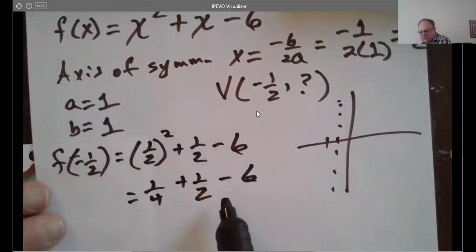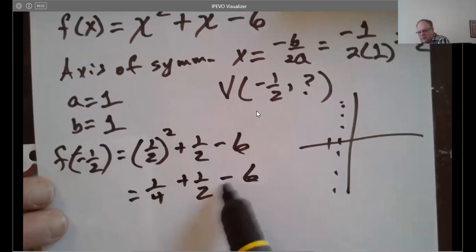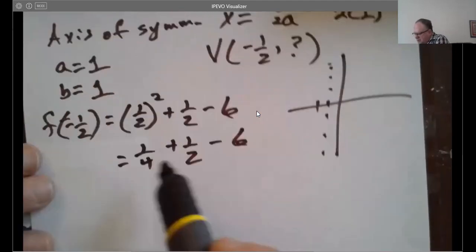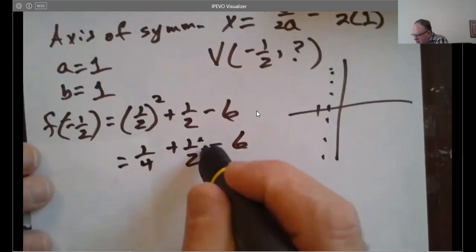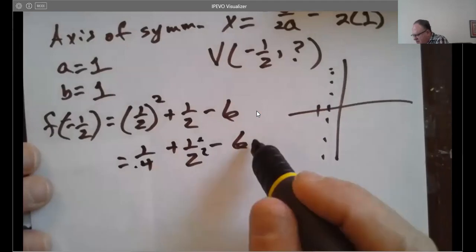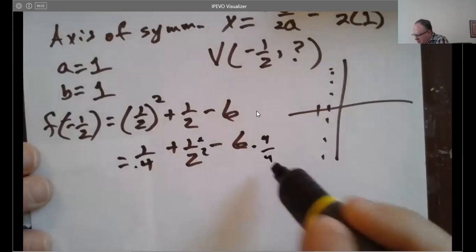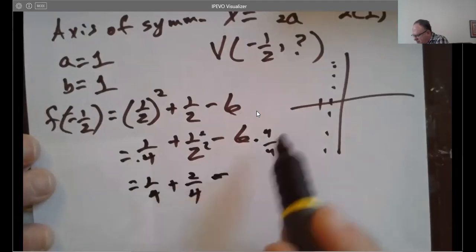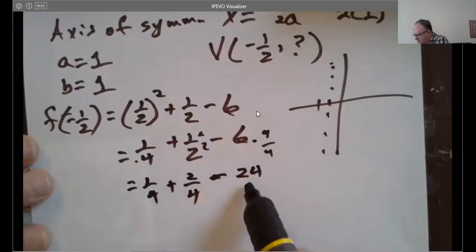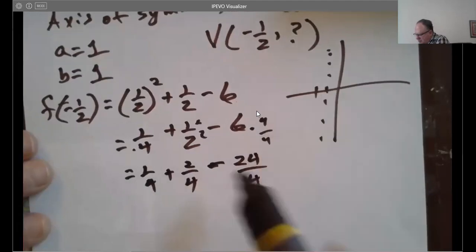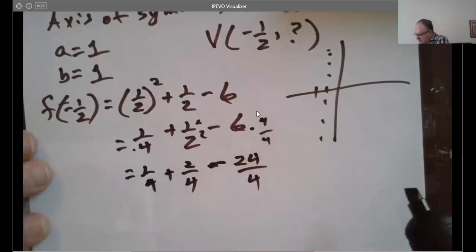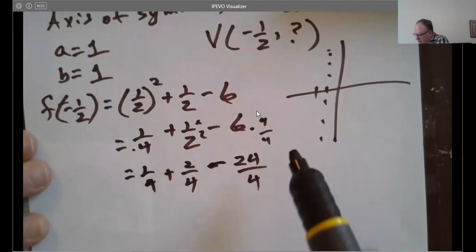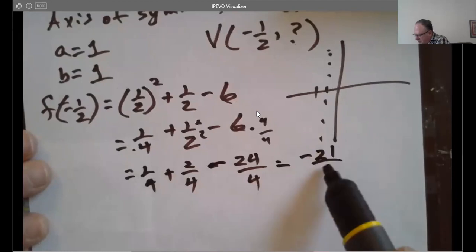Normally you're not going to have problems that are this messy with fractions, but I made this problem up, so this one's going to have fractions in it. So we need a common denominator. We've got to multiply 2 over 2 to get a denominator of 4. And here we need a denominator of 4, so we multiply 4 over 4. And we get 1/4 plus 2/4 minus 6 times 4, 24 over 4. Any questions with that so far? All right, so this would be 1 plus 2 is 3. 3 minus 24 is a negative 21 over 4.